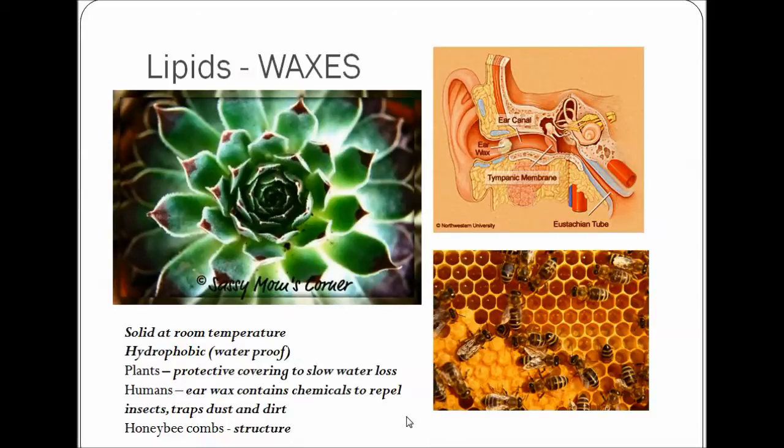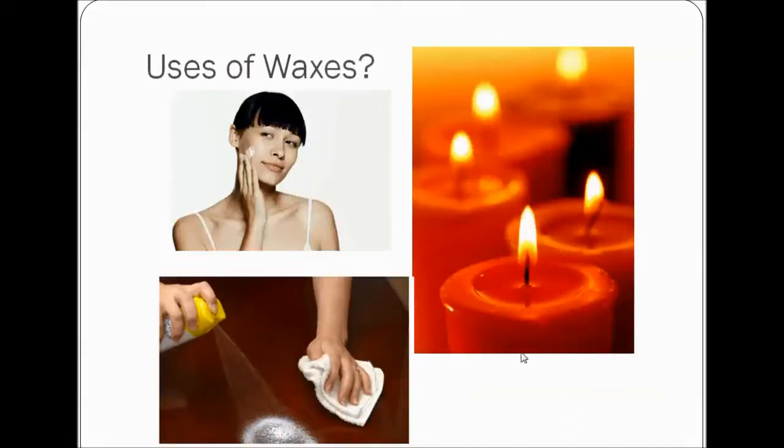Another thing lipids do are the waxes for us. So plants make them waterproof. If you have any of those, like a jade plant or whatever these are, they're hydrophobic. That means they have this waxy exterior. They probably are in an area that is arid or dry, and so they need to retain all their moisture. So it's protective covering. Humans, we have earwax in here that repels insects, which always creeps me out, and traps dust and dirt. So that earwax is supposed to continually come out. And then, of course, honeybees use wax for their structure. How do we use wax? We put it in candles, anything polishing, cosmetics, totally full of it.